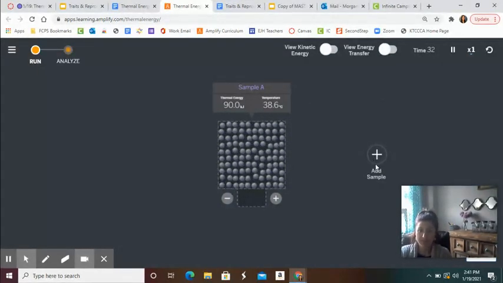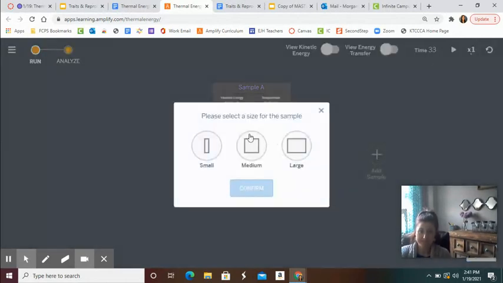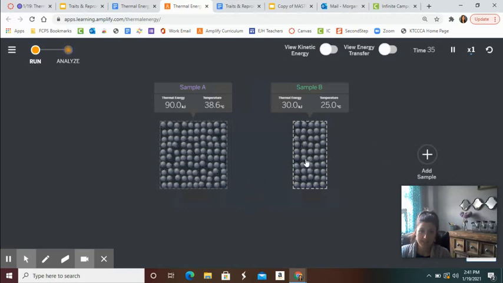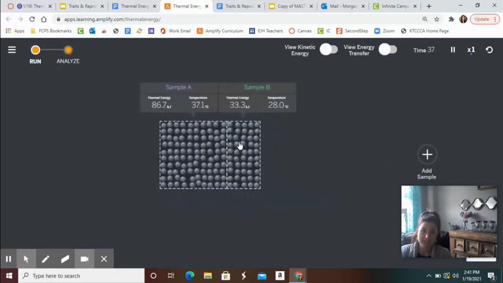I can also add samples, so I can add a small sample. I can push them together and see what happens.